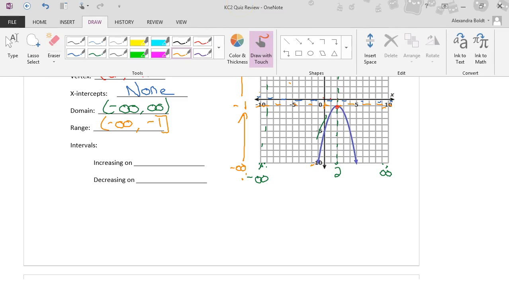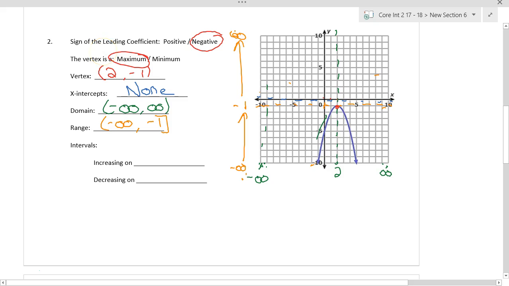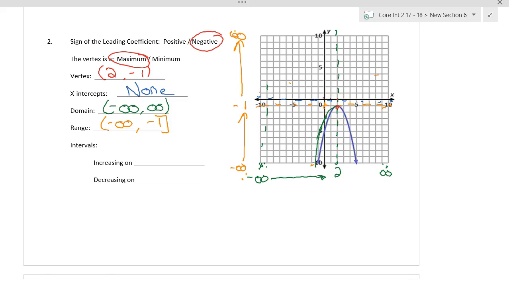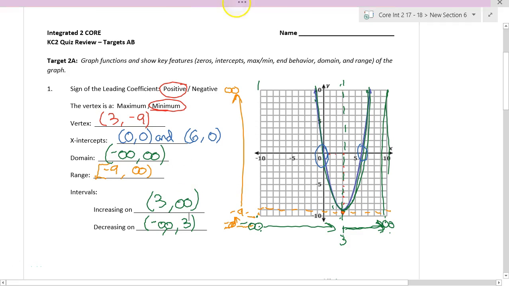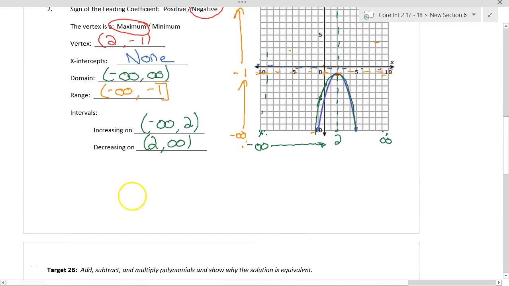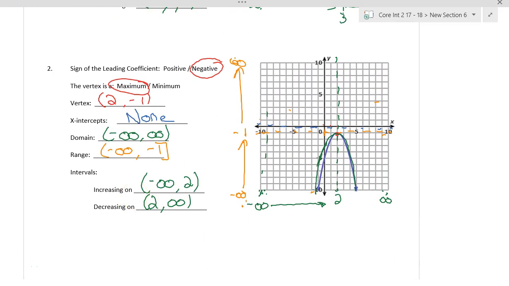And then increasing and decreasing, back to my x values. Negative infinity to 2 from left to right is going up, increasing from negative infinity to 2. From 2 to infinity, it's going down. So 2 to infinity. Alright, let's look at our next problem.